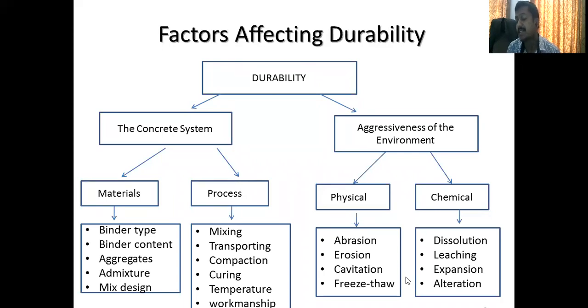Then chemical, as far as chemical conditions are there, basically chemical attack, maybe the sulfate attack, maybe any other chemical attack, as alkali aggregate reaction is going to happen, or it may be the dissolution, it may be the leaching, expansion and alterations. We are going to discuss all these attacks one by one. Okay, these are the factors which affects the durability.